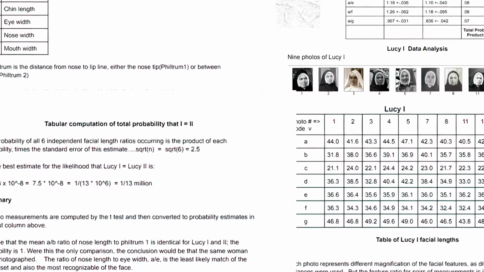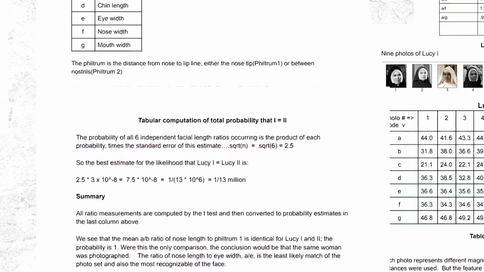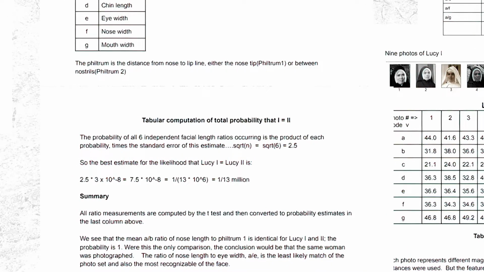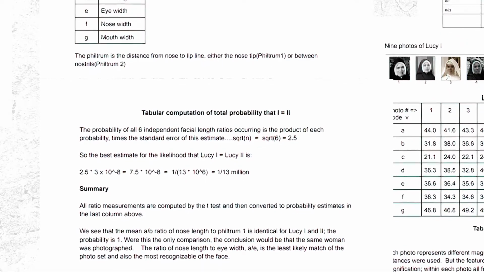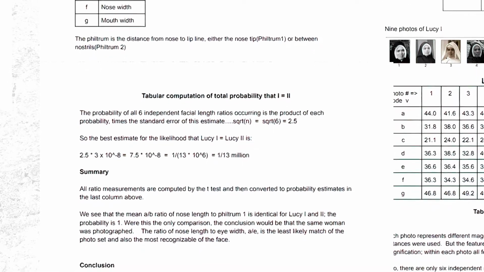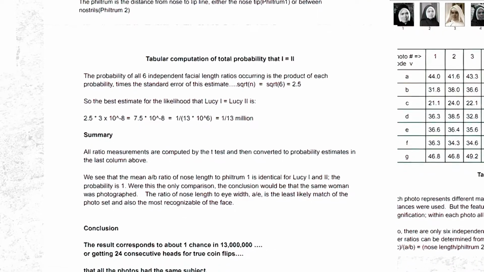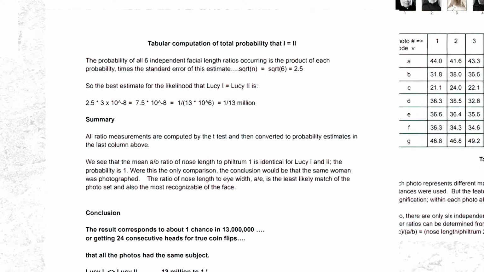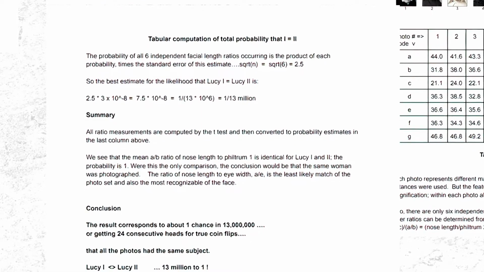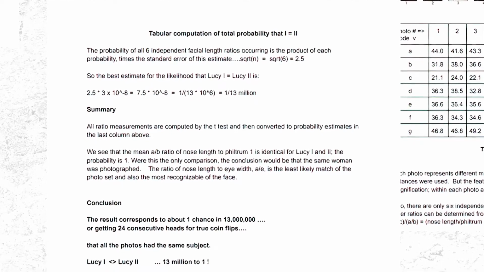Tabular computation of total probability that 1 equals 2. The probability of all 6 independent facial length ratios occurring is the product of each probability, times the standard error of this estimate, SQRT n, equals SQRT 6 equals 2.5. So the best estimate for the likelihood that Lucy 1 equals Lucy 2 is 2.5 times 3 by 10 to the power of minus 8 equals 7.5 times 10 to the power of minus 8 equals 1/13 times 10 to the power of 6. Equals 1 in 13 million.